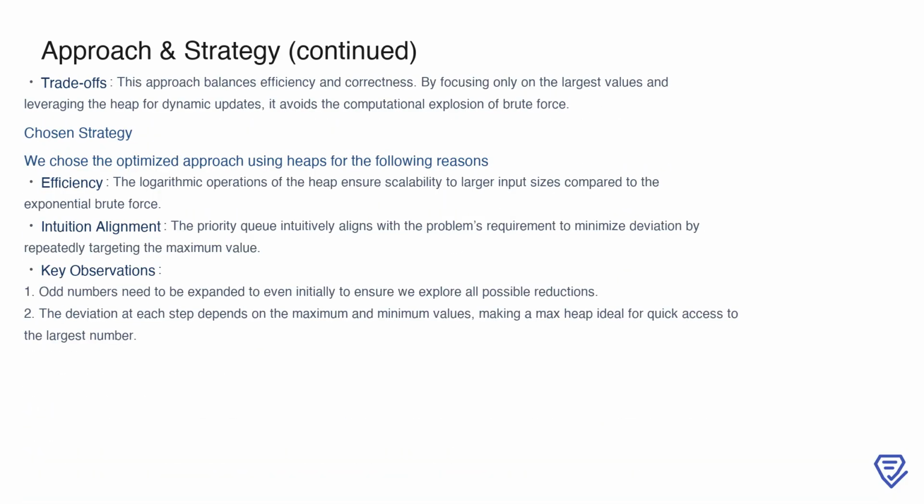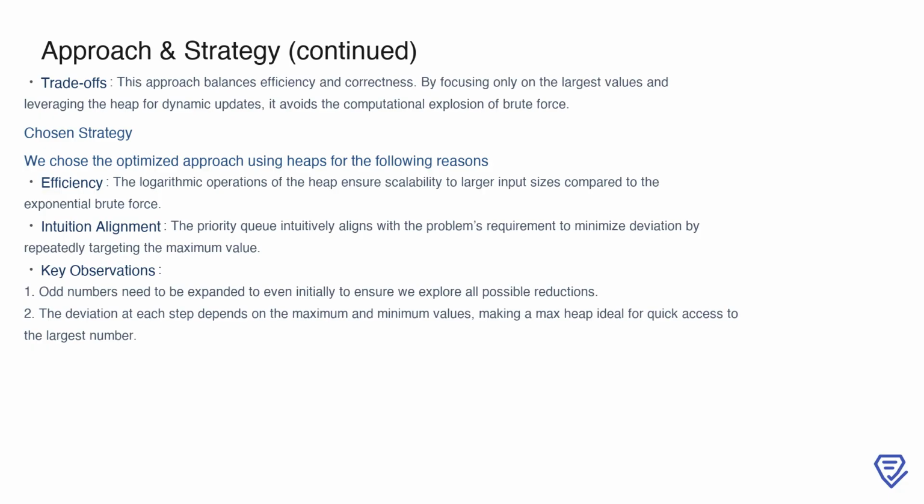The heap-based approach strikes a balance between efficiency and correctness. By always targeting the largest value in the array and making decisions dynamically, it avoids the computational explosion of brute force. This strategy is particularly effective because it uses a max heap to quickly access and update the largest number, allowing us to iteratively reduce the deviation. Additionally, by converting all odd numbers to even at the start, we ensure that all potential reductions are explored. This method aligns well with the problem's requirements.